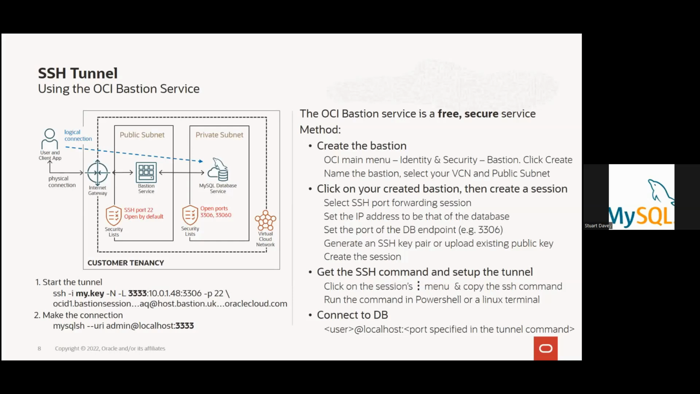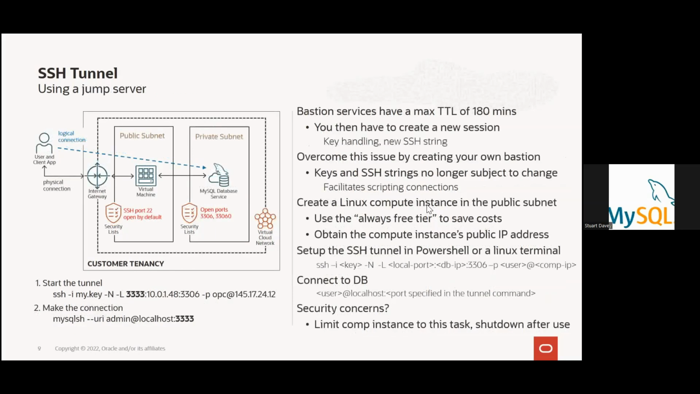Once you've created that tunnel, you then make the connection. I've shown the MySQL shell as the connecting client. Again, it could be any type of client. And again, it's very, very simple. All you have to do is give the database username, and the actual server name is known as localhost, because you're connecting to the localhost port of 3333. So quite simple. As I say, the downside of the OCI Bastion service is that it has a maximum time to live of 180 minutes.